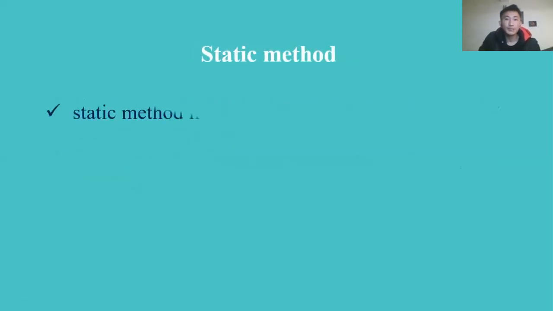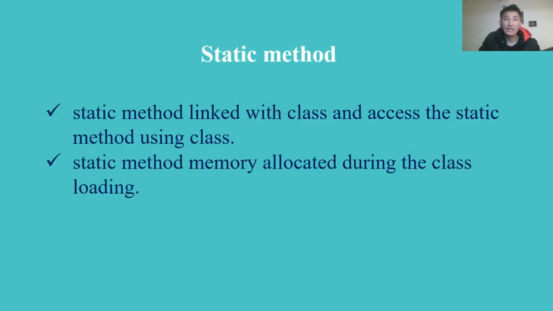Now, what is a static method? Static methods are methods that are linked with the class and accessed using the class. When you hear the word static, always think of class. Static is always linked with the class because static things are always loaded during class loading after compilation by the compiler, and static memory is allocated during class loading. So you have to remember these 2 points: when you hear the word instance, it is linked with the object, and when you hear the word static, it is linked with the class.